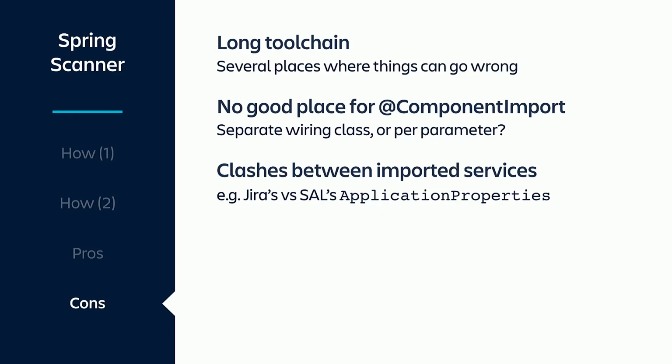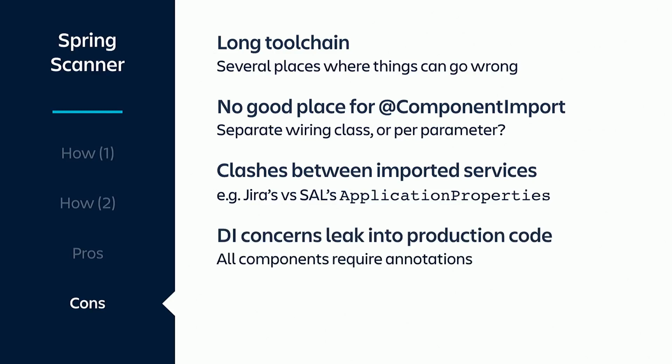So there are workarounds, but it's a really tough situation to diagnose. When you see it happen, you go, why is that? I'm sure I imported that. Why is there no Jira application properties? So that's a bit of a gotcha.